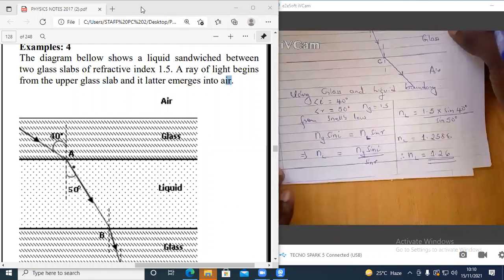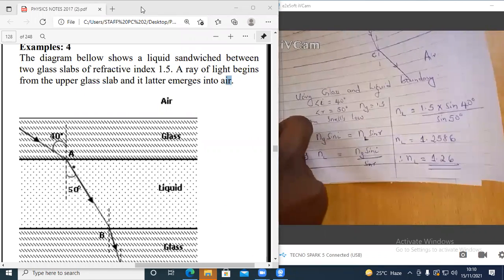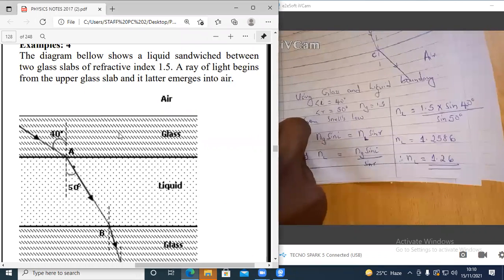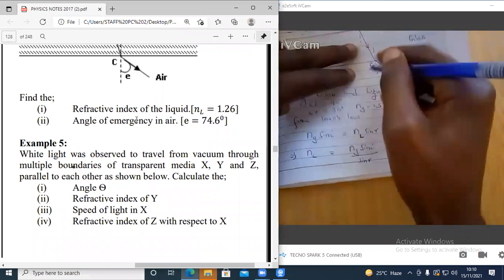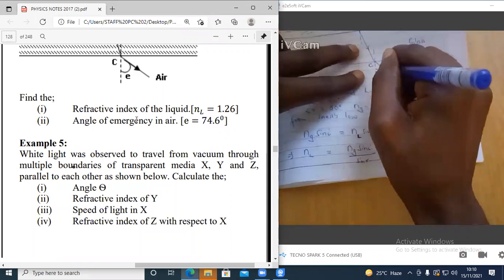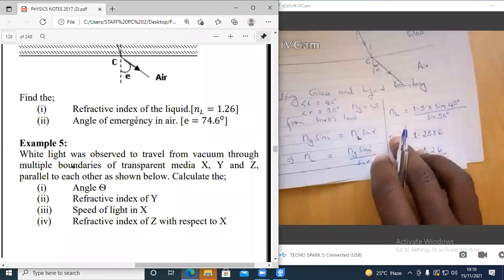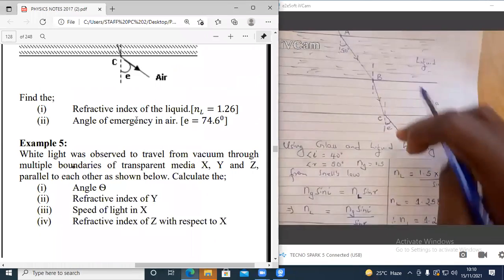Okay. So have we answered all the questions? Number 2 is saying we should find the angle of emergence, E. This one here. So this angle was given to be E, the angle of emergence. So how are we going to find this angle E?